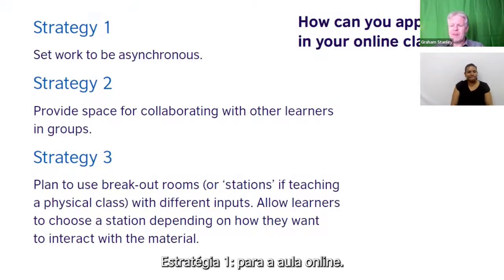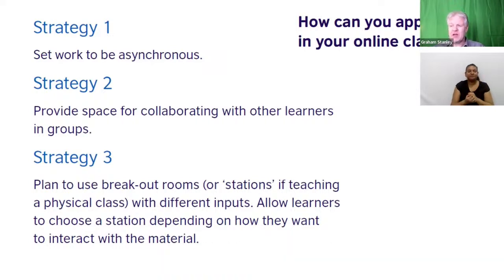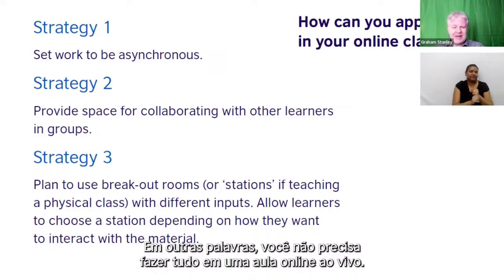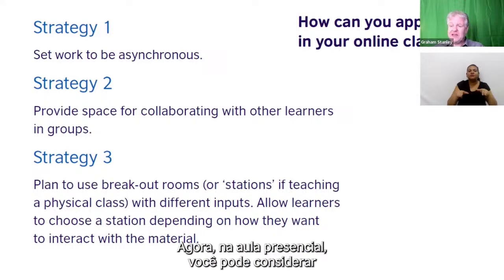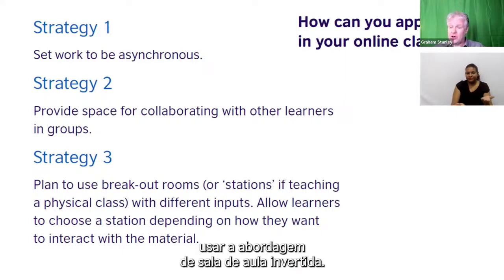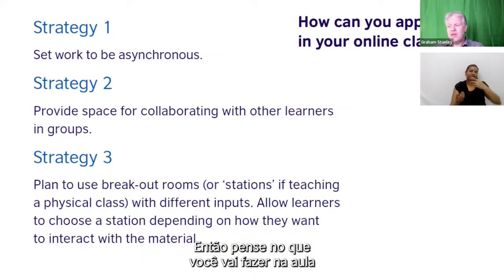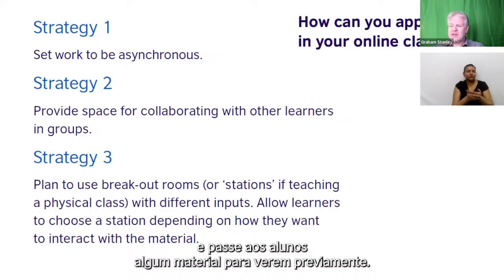Strategy 1, for the online classroom, you can set work to be asynchronous. In other words, you don't have to do it in a live online classroom. Now, in the face-to-face classroom, you could consider using the flipped classroom approach, which means you give students material to look at before they come to class. So think about what you're going to do in class and give the students some material to look at.